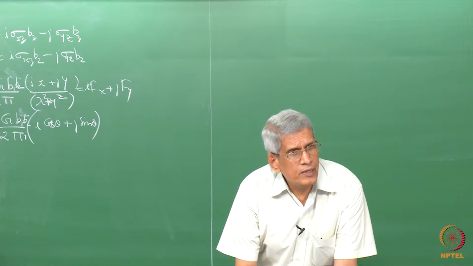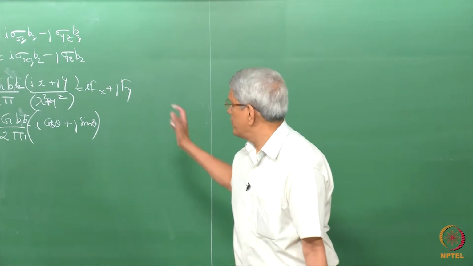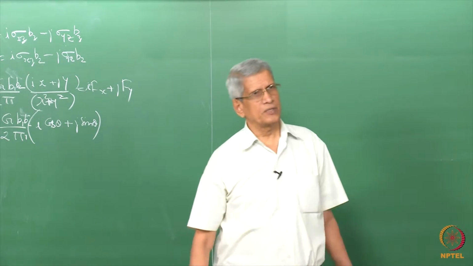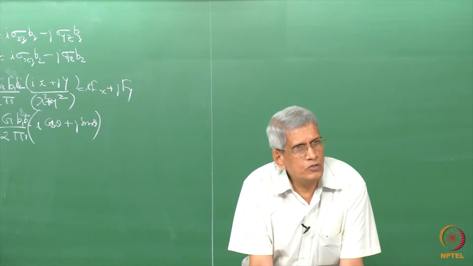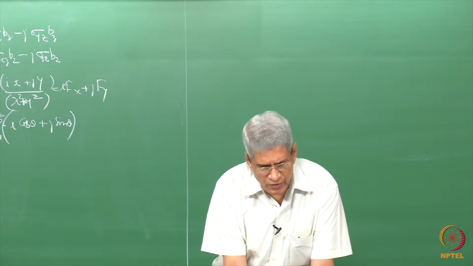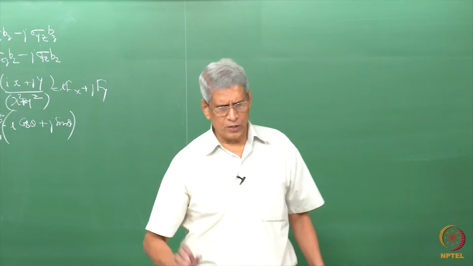Suppose we assume that one has a Burgers vector which is positive and another has a Burgers vector which is negative. Then the force is going to be attractive because it is negative. This is much easier to understand.